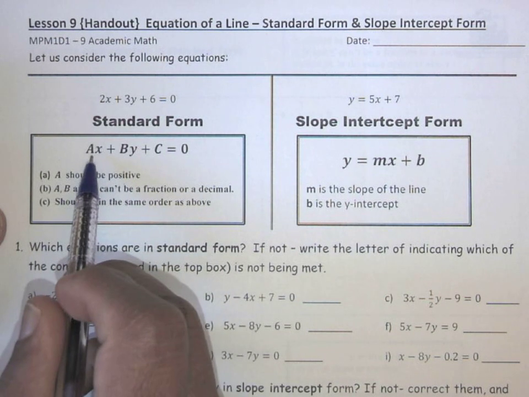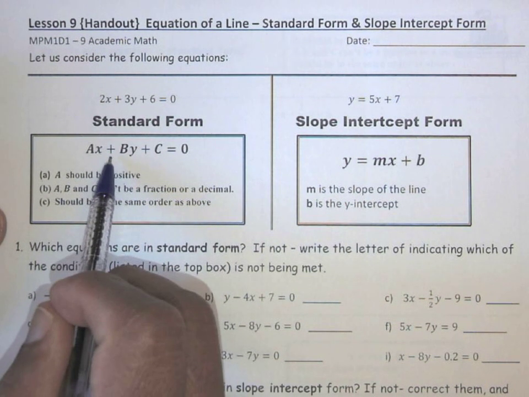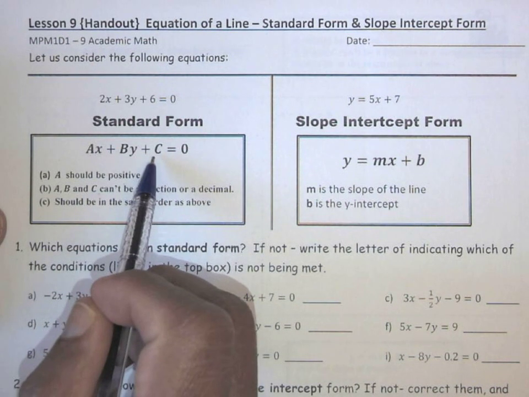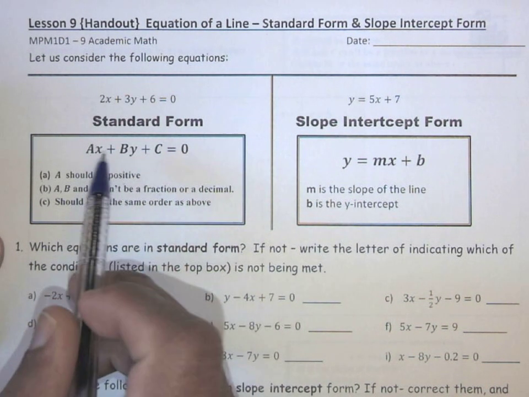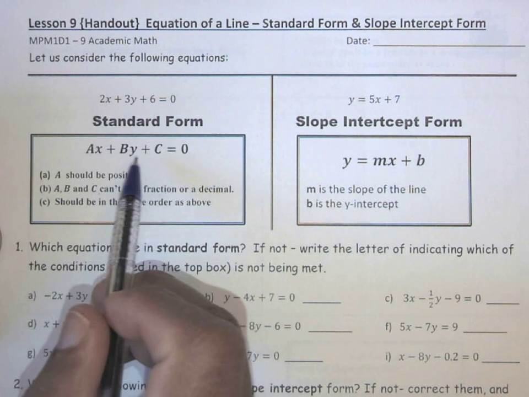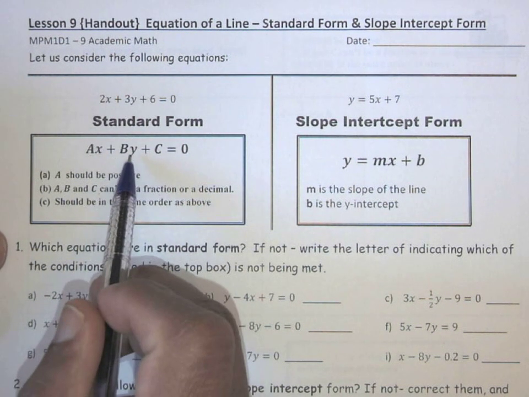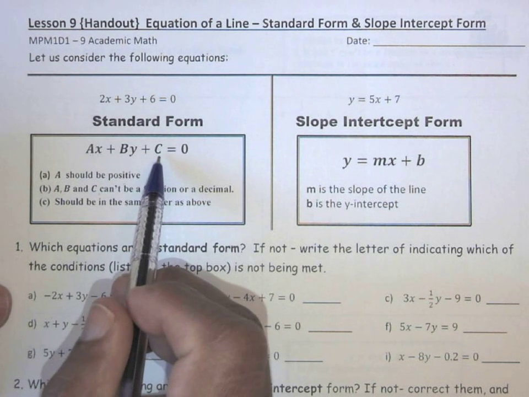and the coefficients of x and y, that is a, b, and the constant term cannot be a fraction or a decimal, and they have to be in the same order, meaning x term first, the y term next, and the constant term the last.